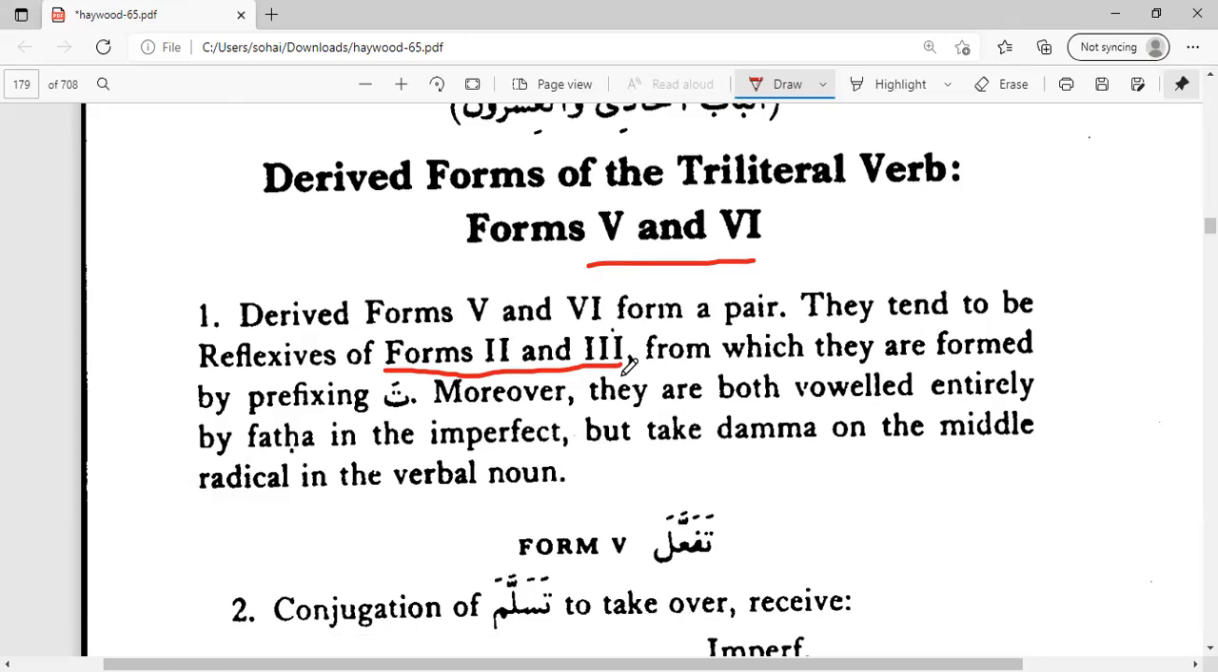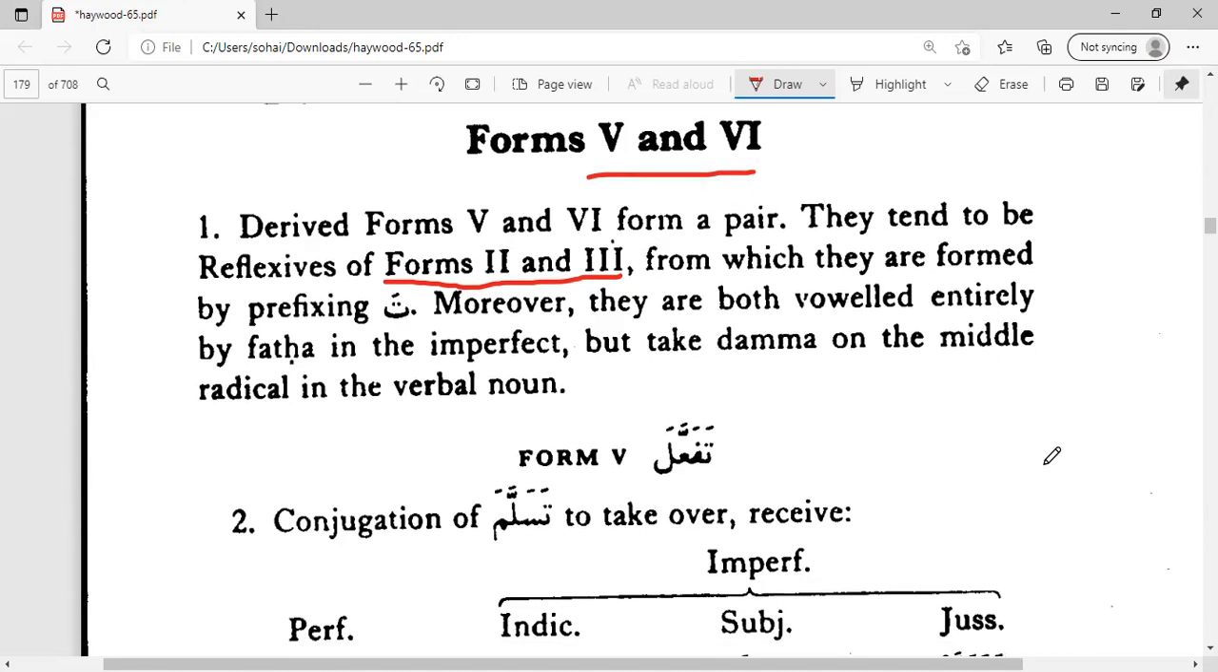Of reflexives, it seems to mean that the verb is referring back to the one who's speaking. So it'll have the meaning of form 2 and 3, but it will refer back to the speaker. So we will do some examples and then we will know what we mean.